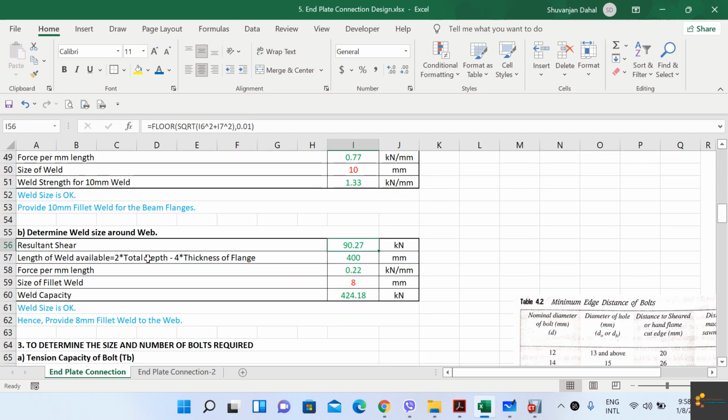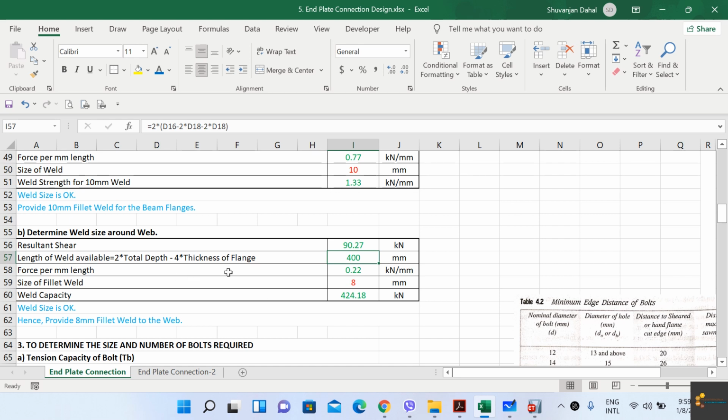The length of weld available. For the weld around the web, the length of weld available is given by this formula: 2 times the total depth of beam minus 4 times the thickness of flange. You get this to be 400 mm. And now the force per millimeter length will be given by this resultant shear, which is 90.27 divided by 400. So the force per millimeter length comes out to be 0.22 kilonewton per millimeter.